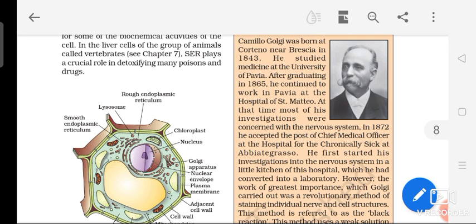In the liver cells of the vertebrates, smooth endoplasmic reticulum plays a very important role in detoxifying many poisons and drugs. This question comes many times in the exam. The smooth endoplasmic reticulum plays an important role in detoxifying the poisons and the drugs.